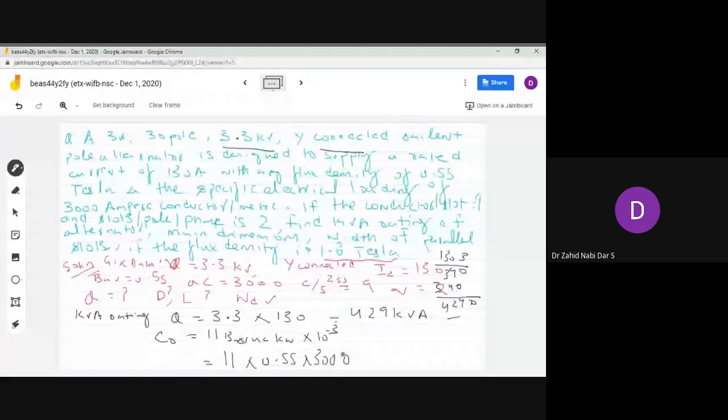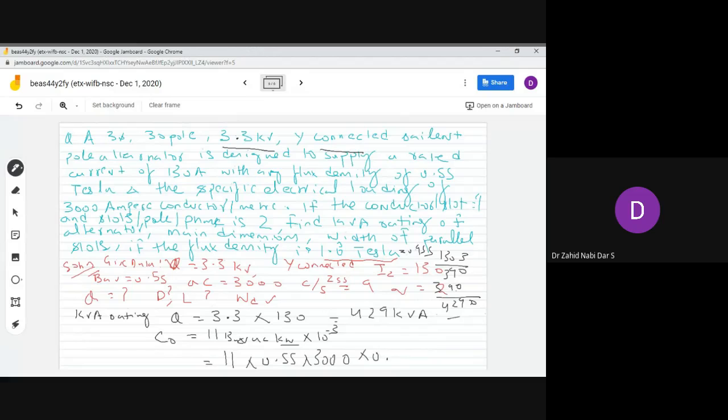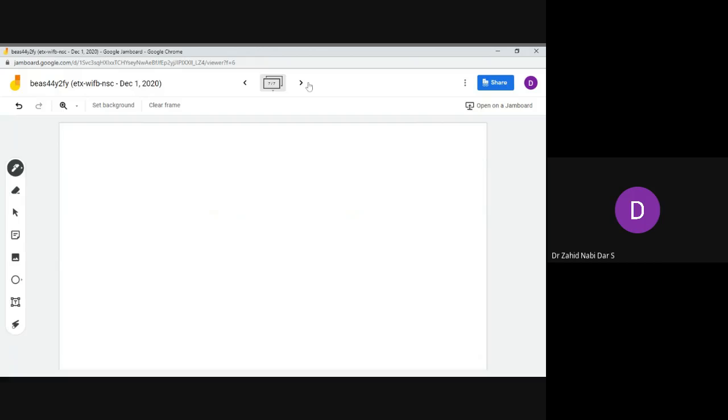As mentioned, it is 3000. Then the kW value: if it is not mentioned anywhere, remember, you take this value as 0.955. I don't think they have mentioned it here, so you have to take it, because it's a standard value, 0.955 into 10 power minus 3. Once you do this, you will get around 17.33. Okay, so now we have to go for the main dimensions.